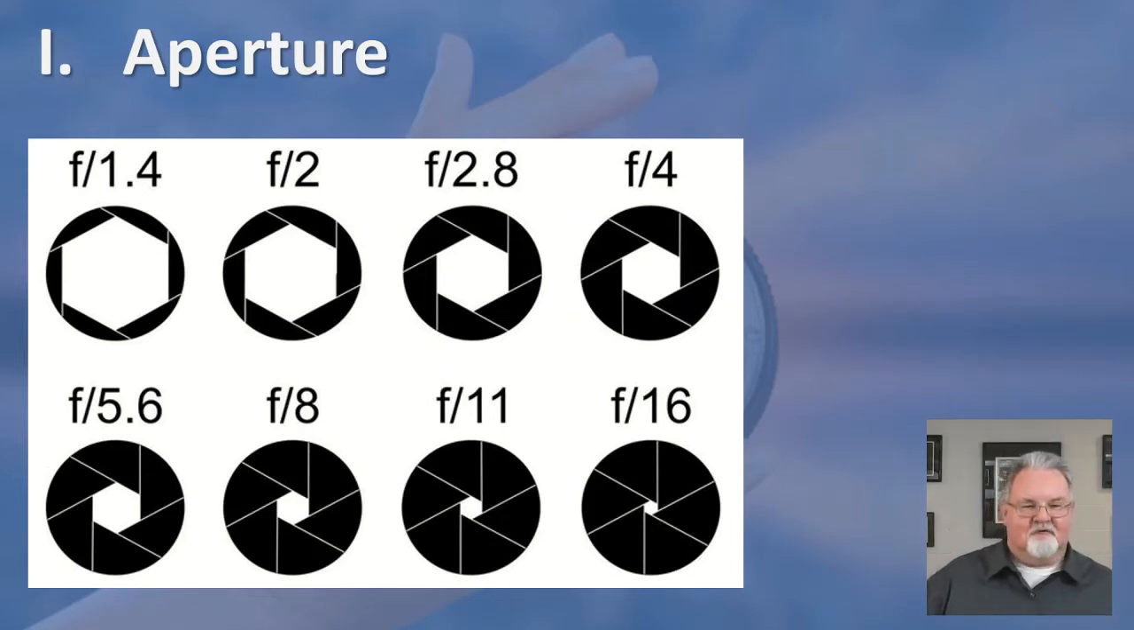And so this is what they look like. And as I mentioned, if you notice, the largest opening has the smallest number. F1.4, in this example on the screen, would allow the most amount of light in. And F16, in this example, would allow the least amount of light into your camera.